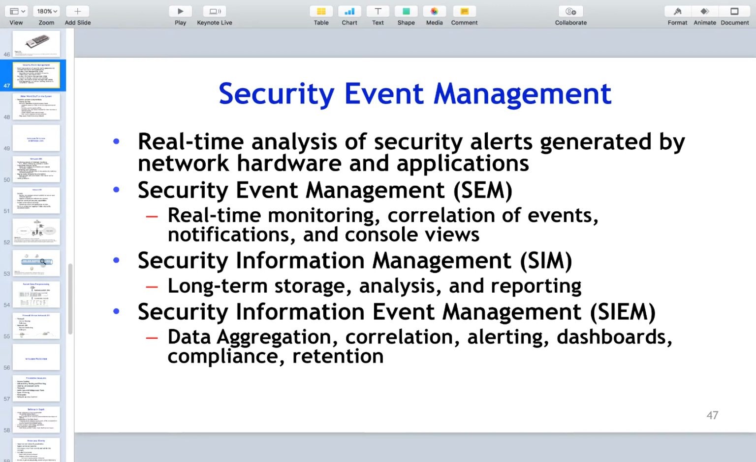Basically, after we have these firewalls and intrusion detection systems, we need to have security event management. So all these logs need to go somewhere. One of the most popular types of security event management is real-time analysis of security event logs, a SIEM or a SIM, depending on what you're using. It's basically log correlation of the things that the firewall, intrusion detection systems, and other things are seeing throughout the network. In security information management, it's long-term storage, analysis, and reporting. In security information event management, it's data aggregation, correlation, alerting, dashboards, compliance, and retention.